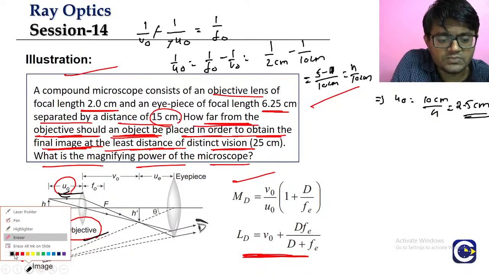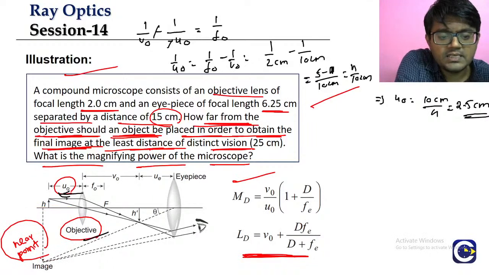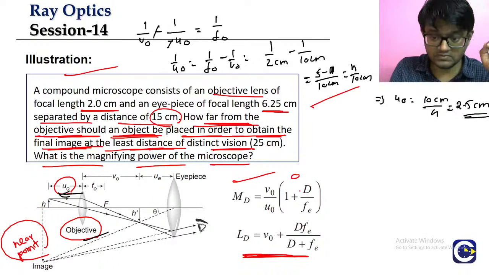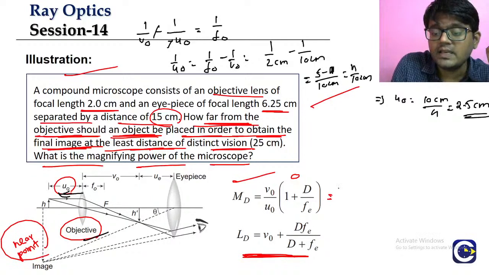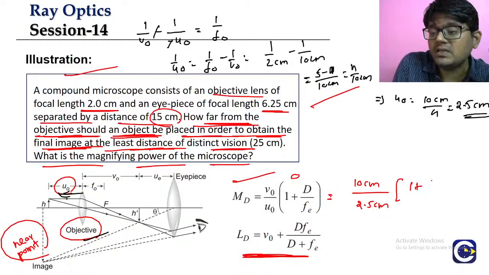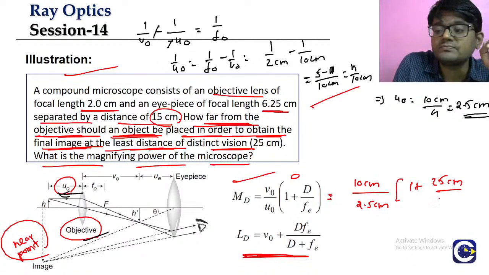The second part of the question is, they are also asking us what is the magnifying power. What is the magnifying power formula? Look at this. VO is 10 centimeter by UO, 2.5 centimeter, into 1 plus D divided by FE. FE is 6.25.